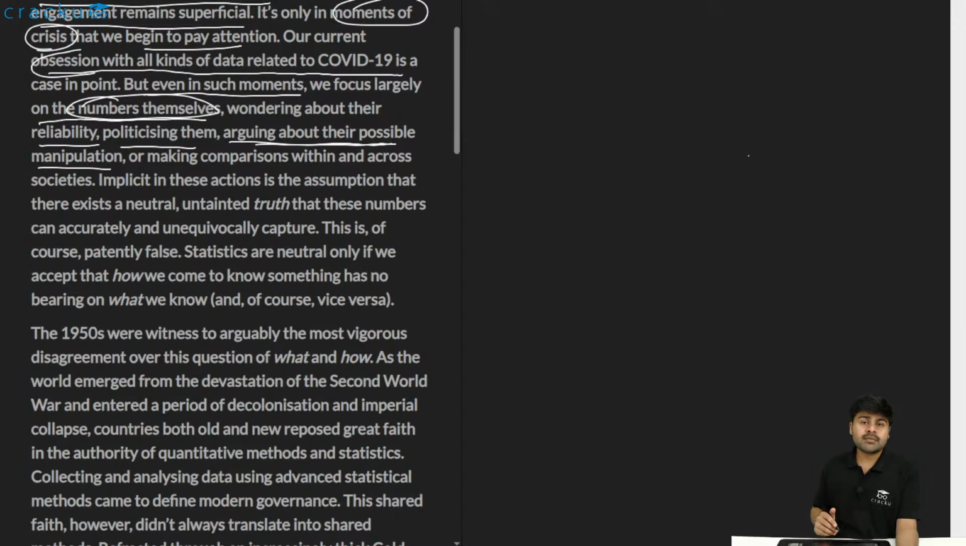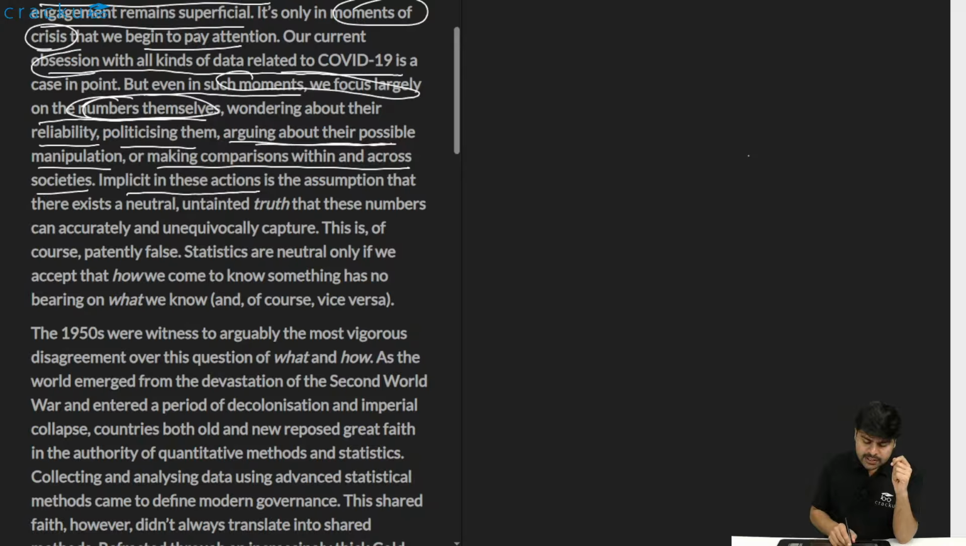We argue whether this data is altered, whether it is slightly manipulated to suit certain interests, right? We talk about this all of the time. Sometimes statistics are skewed to derive a certain result or conclusion, or making comparisons within and across societies. Even making comparisons across societies, we use data all the time. But even in such moments, we focus largely on this. So the author says that we focus largely on comparison, on debating about reliability, debating about politicization of data, all of this.